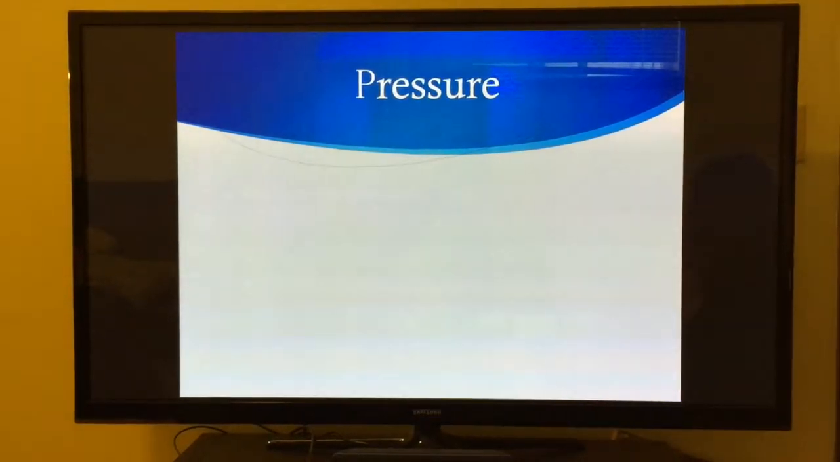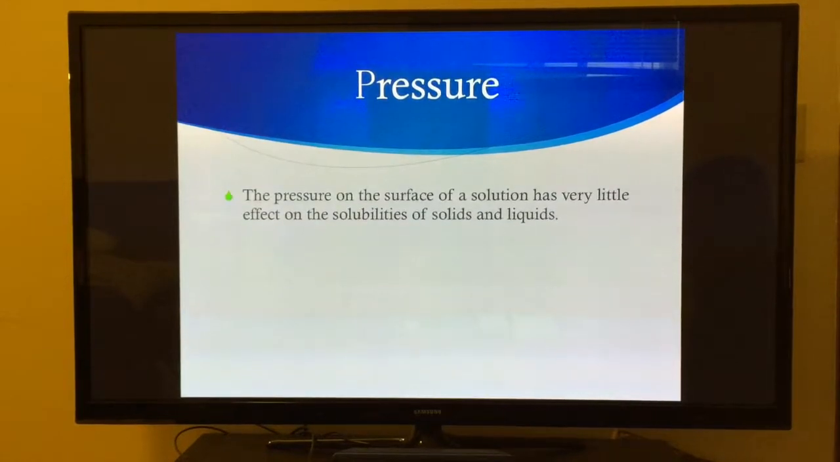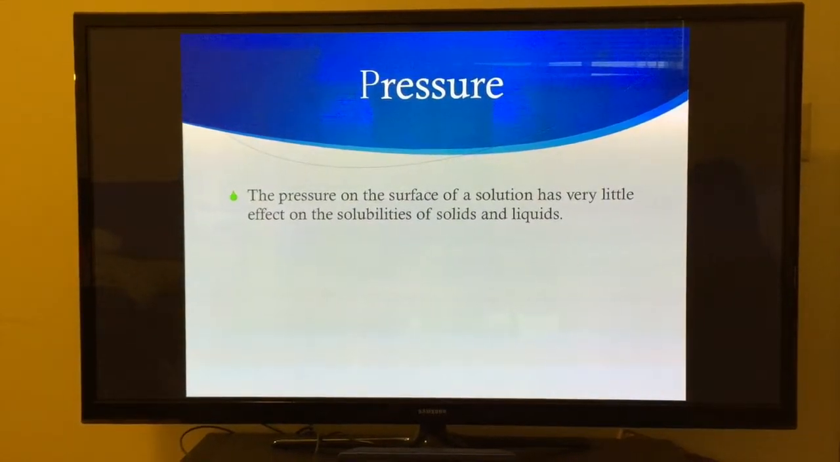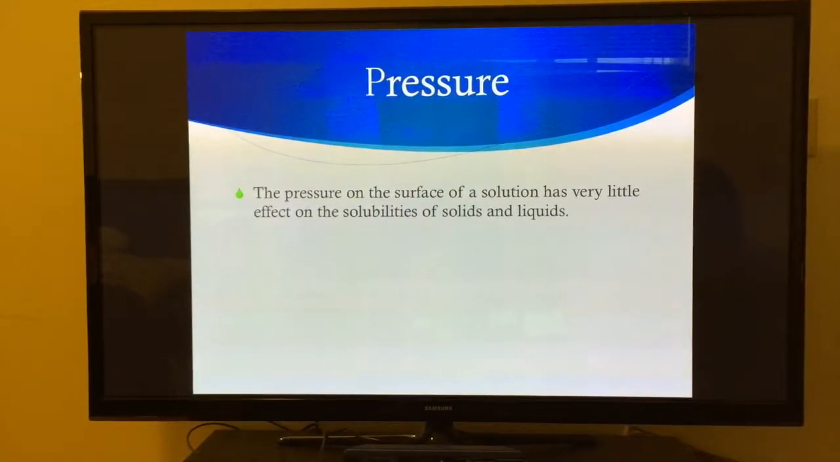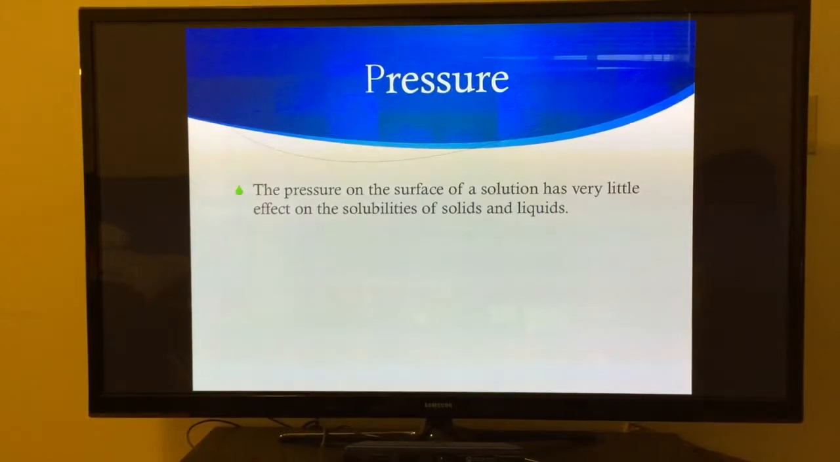The last one is pressure. The pressure on the surface of the solution has very little effect on the solubilities of solids and liquids.